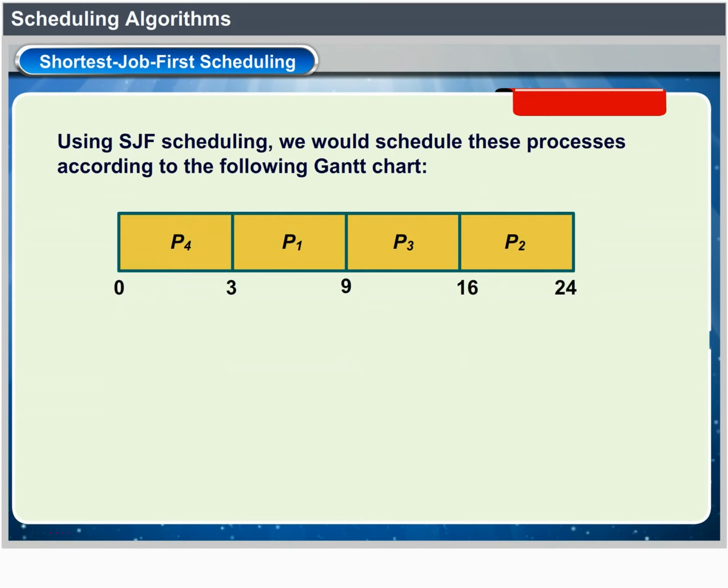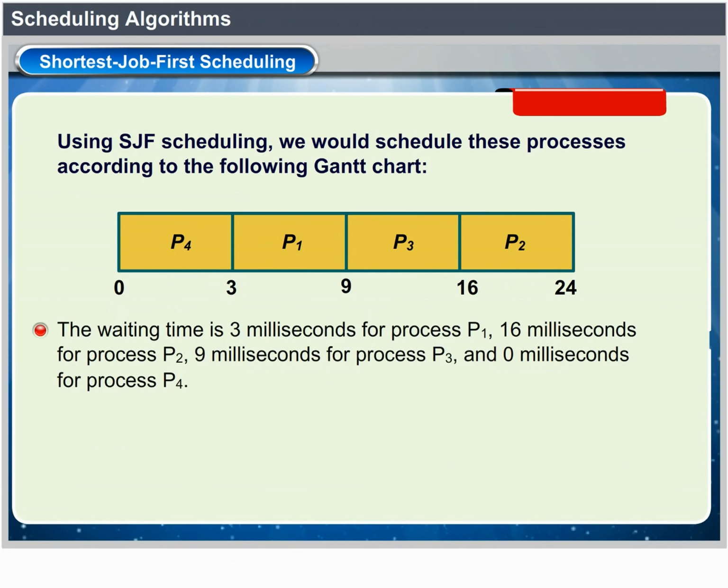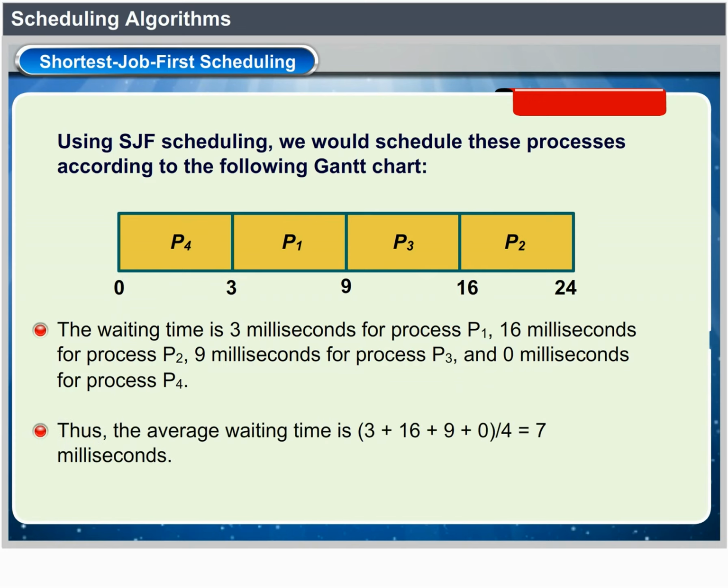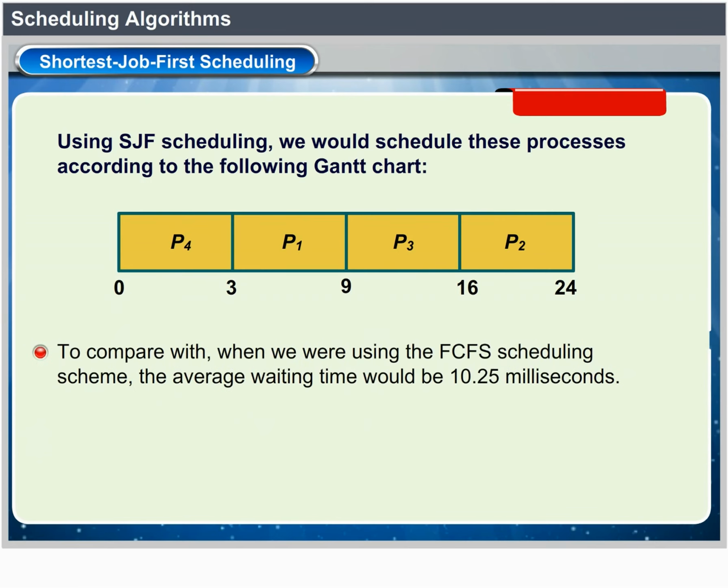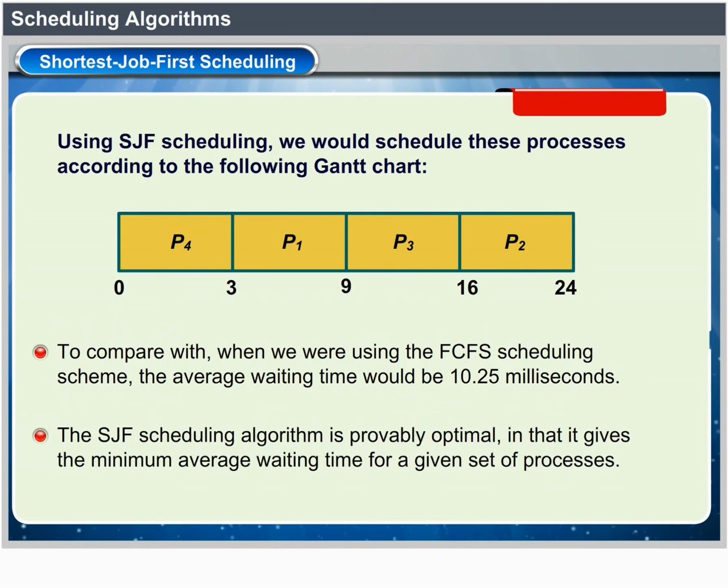The waiting time is 3 milliseconds for process P1, 16 milliseconds for process P2, 9 milliseconds for process P3, and 0 milliseconds for process P4. Thus, the average waiting time is (3 + 16 + 9 + 0) / 4 = 7 milliseconds. By comparison, if we were using the FCFS scheduling scheme, the average waiting time would be 10.25 milliseconds. The SJF scheduling algorithm is provably optimal in that it gives the minimum average waiting time for a given set of processes.